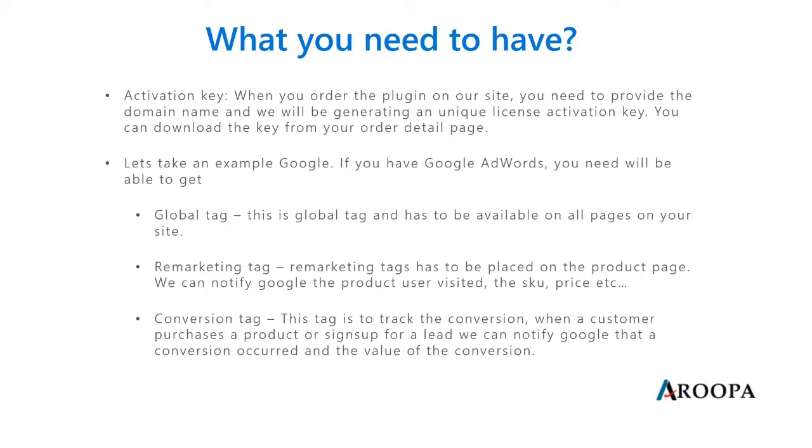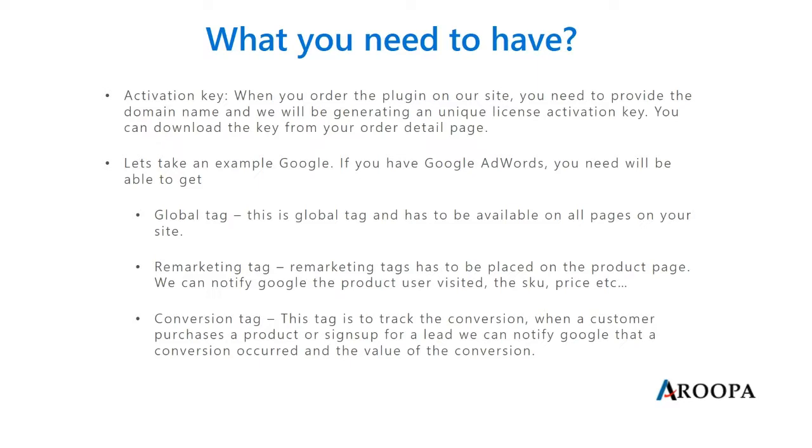So first you have to buy the plugin from our store. You can go to aroopatech.com, look for the shop section, find the tracker plugin and purchase it. When you purchase the plugin, we'll give you an activation key. You need to provide us a domain where this script is going to be installed, and we'll generate a unique license key for you, so you can put the license key over there.